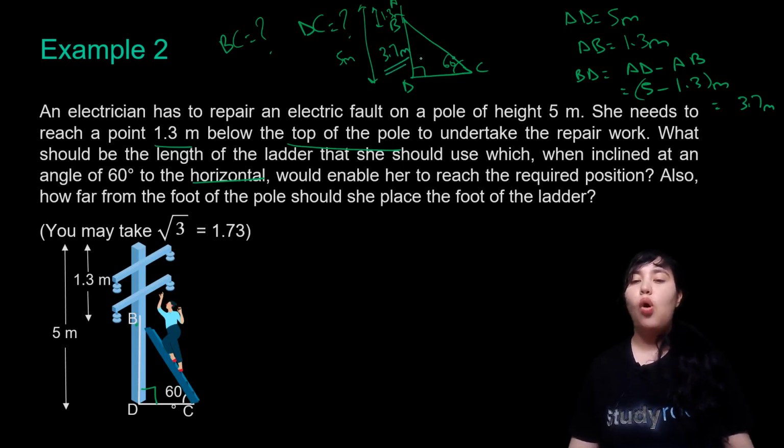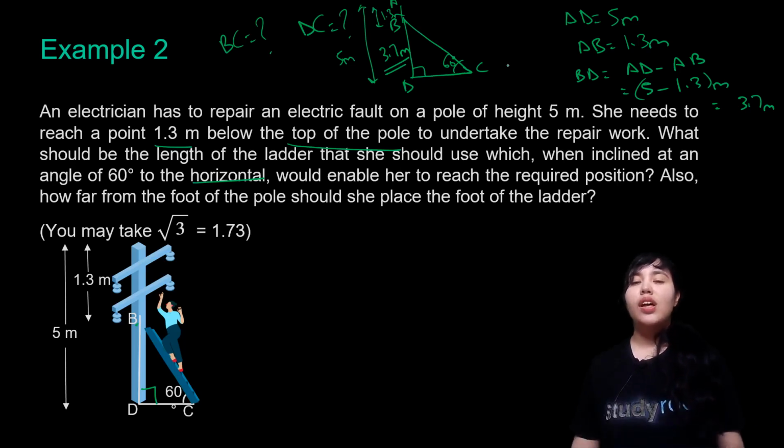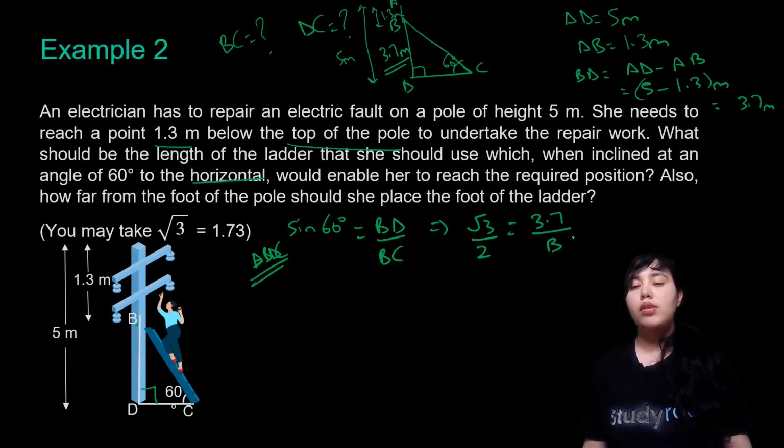So I know the side opposite to 60 degree and I want to find out the side which is the hypotenuse of this triangle. So what is the relation? What is the trigonometry ratio that we will be making use of which links the opposite and the hypotenuse of a right angle triangle? That is sine or cosec. So let's make use of sine. So sine 60 degree, okay, I'm considering triangle BDC. Sine 60 degree is side opposite BD upon the hypotenuse which is BC. Now what is sine 60 degree? That is root 3 by 2 and it is equal to BD which is 3.7 upon BC.